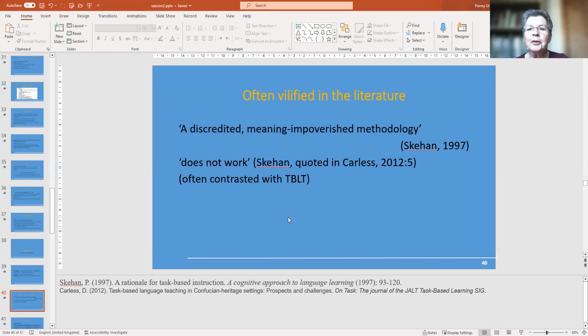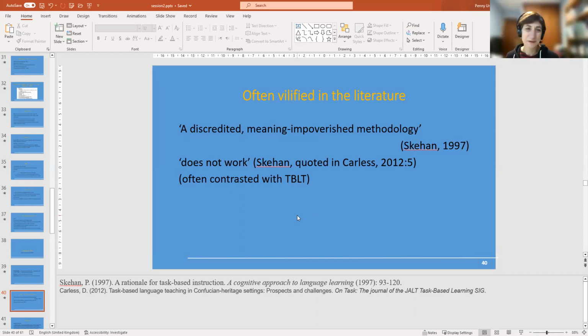Quotes here, and there's plenty of them. This is just a selection. Where's the evidence? "It does not work"? Yes, well, exactly. Where's the evidence? And that's why I put it in. But this is it: "does not work."